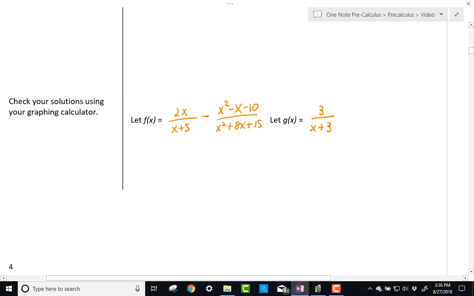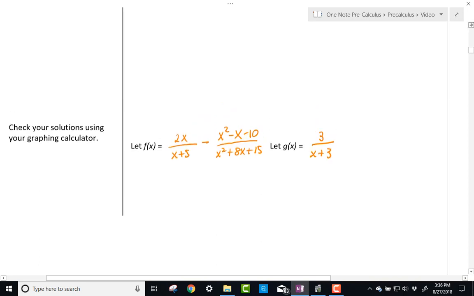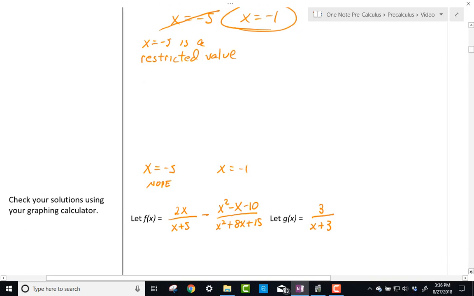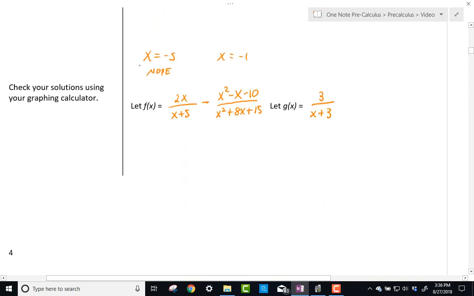Now remember, we're only supposed to have one point of intersection on these. We came up with two solutions, x equals -5, which we said was no good. Nope. And we had x equals -1, which should be okay. So let's take a look and see what's happening here, especially at x equals -5.